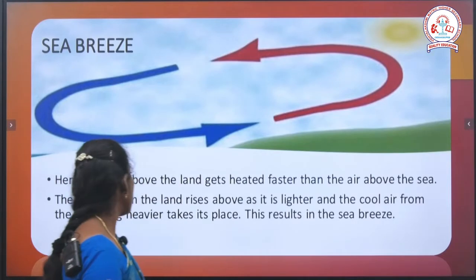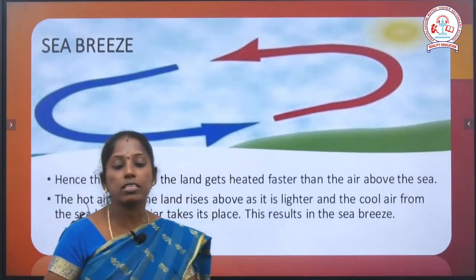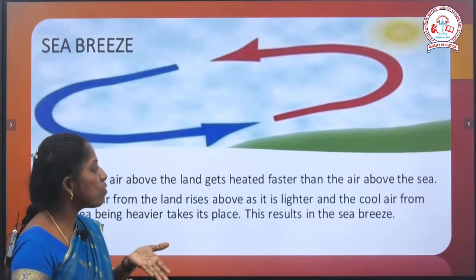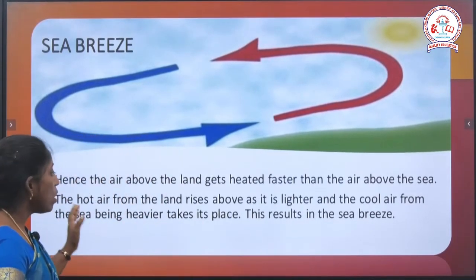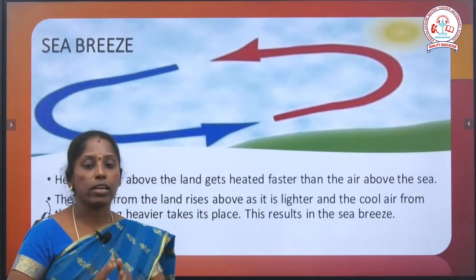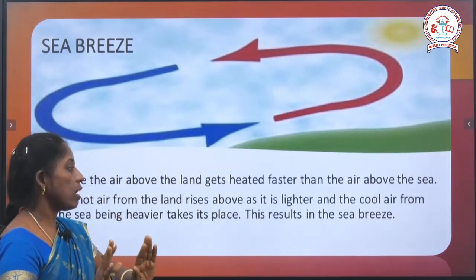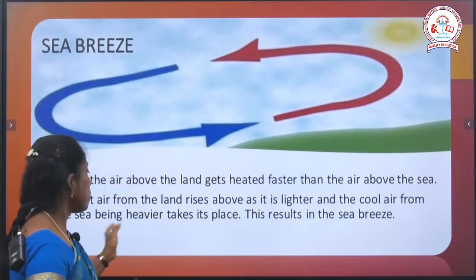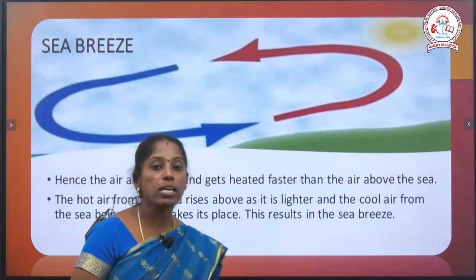So we can see that the air above the land gets heated faster than above the sea. At that time, the hot air from the land, being lighter, moves quickly. So that's why the hot air from the land is lighter and the cooler air from the sea, being heavier, replaces it. So these results we can call sea breeze.